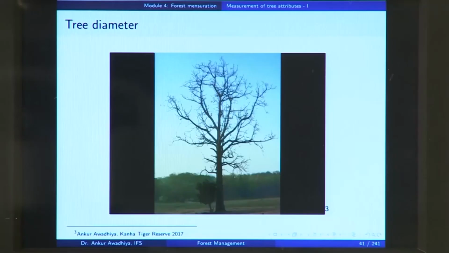Namaste. In today's lecture, we will have a look at measurement of certain tree attributes. The first attribute we will consider is the diameter of the tree.